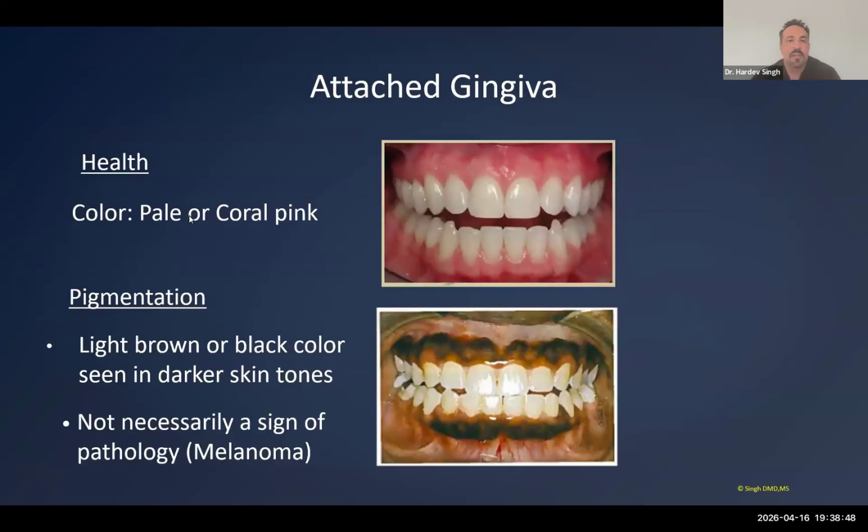So just like we have different colors of pigmentation, we have different colors of pigmentation of health that could be coral pink, but just like my intraoral picture, I have a darker shade. And it's important for us to understand that if we see this, we are not to deem this as a pathological lesion.